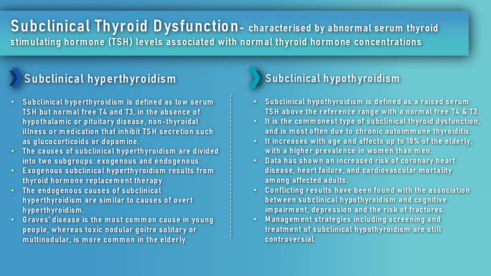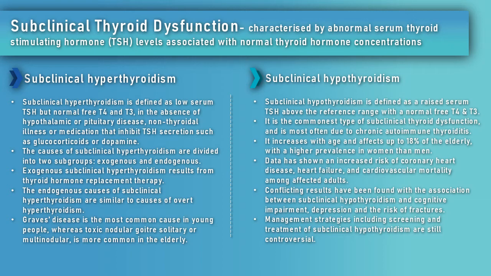The causes of subclinical hyperthyroidism are divided into two subgroups, exogenous and endogenous. Exogenous subclinical hyperthyroidism results from thyroid hormone replacement therapy. The endogenous causes of subclinical hyperthyroidism are similar to causes of overt hyperthyroidism. Graves' disease is the most common cause in young people, whereas toxic nodular goiter, solitary or multinodular, is more common in the elderly.